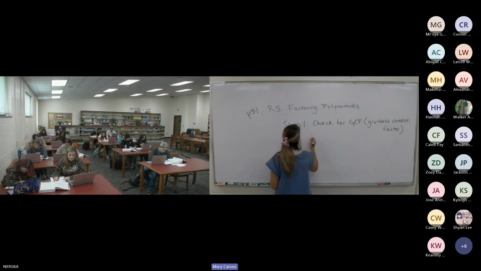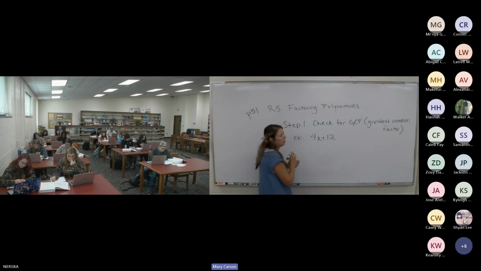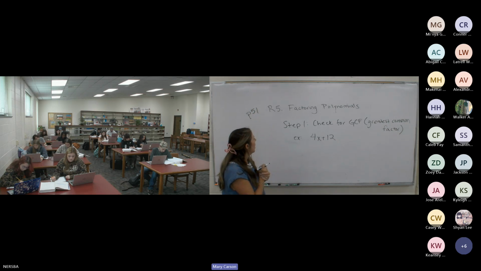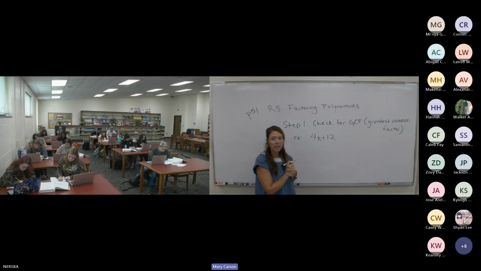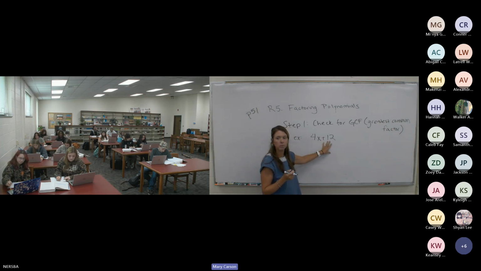All right, so let's say I have 4x plus 12 as my first one. I want to factor this, okay? So the GCF is the greatest thing that can go into both of these. So what is in common with 4x and 12? This is a two-term polynomial. Can anybody tell me what these have in common?